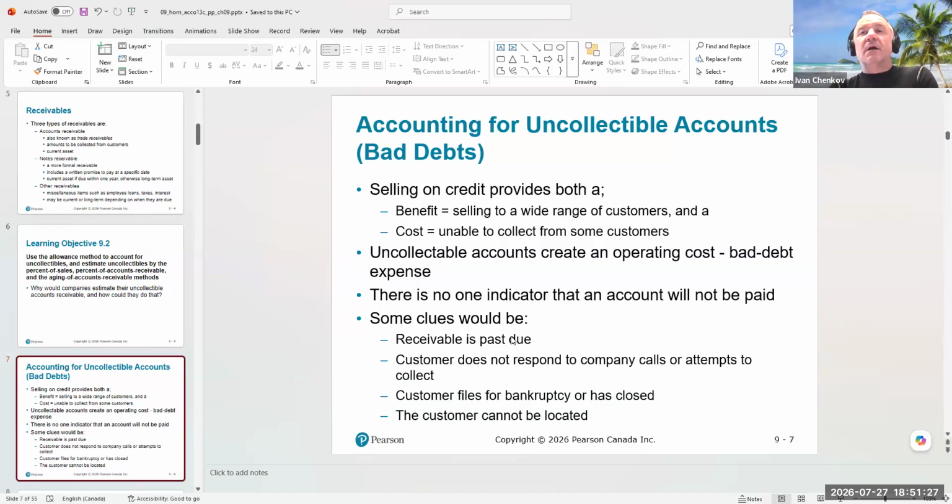Again, there's no indicator that the account will not be paid, but we have to read the signs. First, the client has 30 days pass from the sales, no payment. 60 days pass after the sales, no payment. 90 days pass after the sales, no payment. 120 days pass after the sales. Most likely, we're going to have a problem with this. So that's the first one of the indicators. The client doesn't pay. 120 days, he doesn't pay.